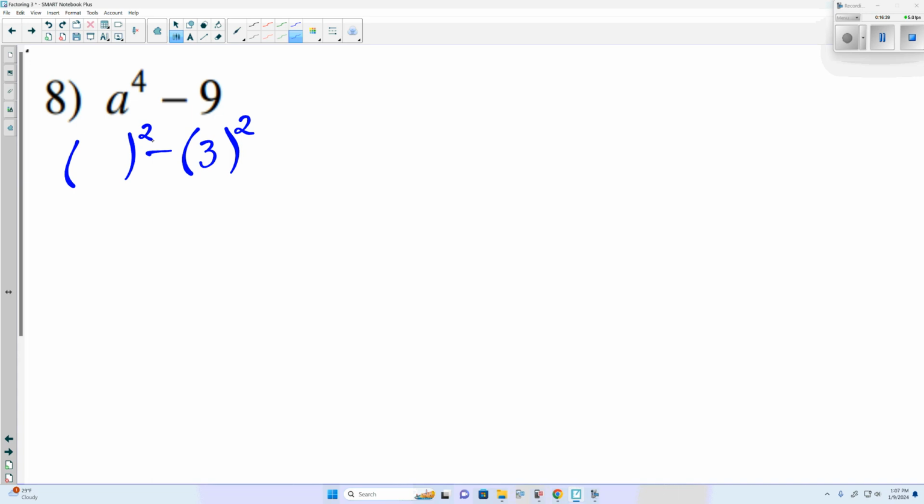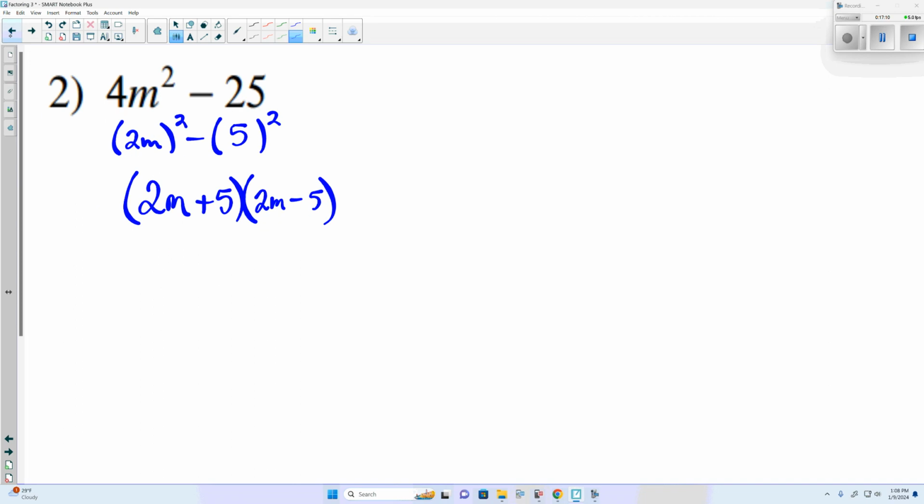A squared? It is a squared. Because a squared times a squared is a to the fourth. Or we can say a squared squared. So this is still going to be the same as the one we had before, but instead of having just a term to the first power, this time we have a squared plus 3 and a squared minus 3.